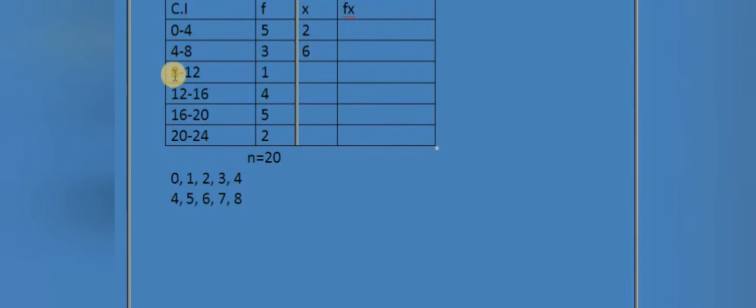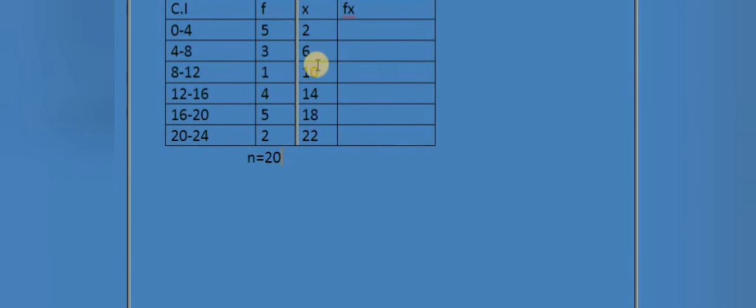Like that, 8 to 12. I am writing directly here 10. For 12 to 16, 14. For 16 to 20, the midpoint is 18. And for 20 to 24 midpoint is 22. This is the midpoint or x value by direct method.